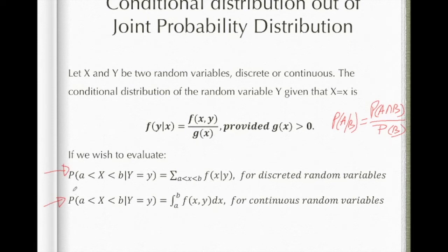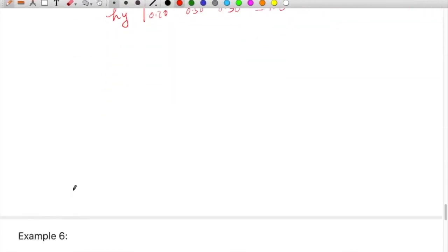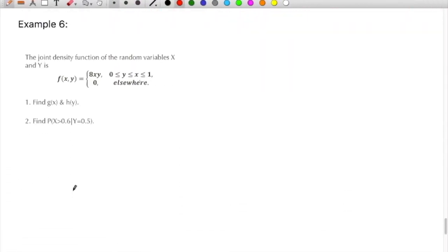Now take another example before ending, for a continuous joint probability distribution. Take this example for continuous joint probability distribution where X and Y are continuous random variables. What they ask for are the marginal distributions and a probability for a specific condition.